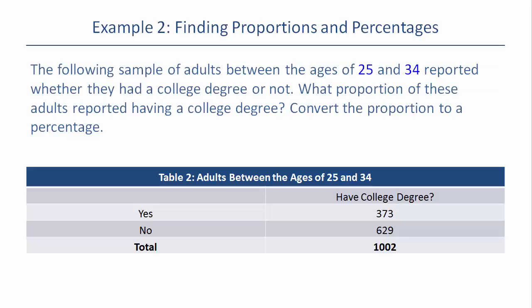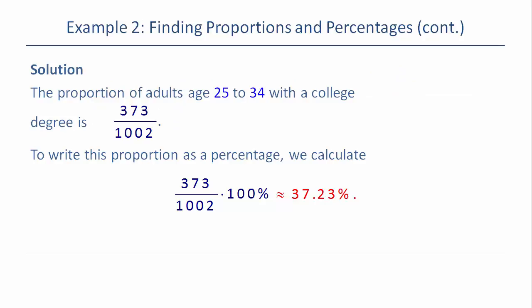Here's another example where we can figure out the proportion, right, of adults reporting having a college degree. So wouldn't that just be 373 out of the total 1,002? It's going to be roughly 37% when you figure it out. But when you do the math, you can get the exact amount and see that it's 37.23%.